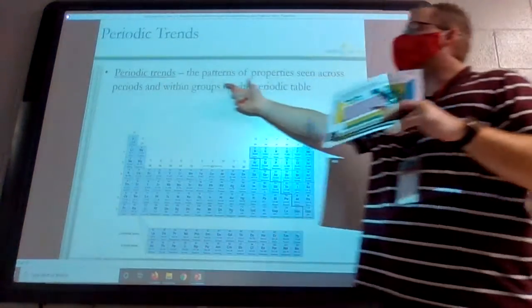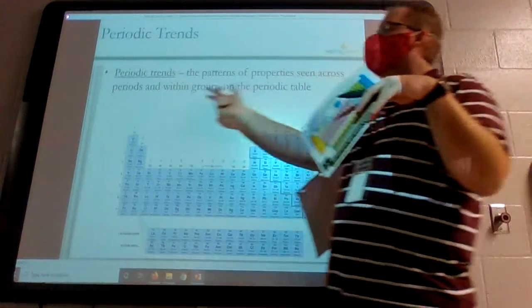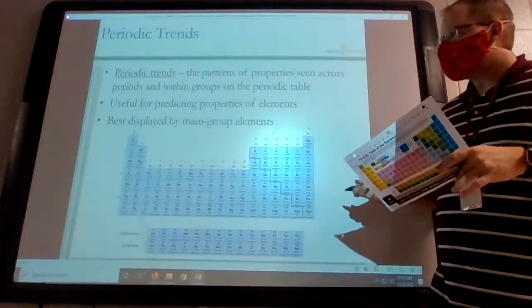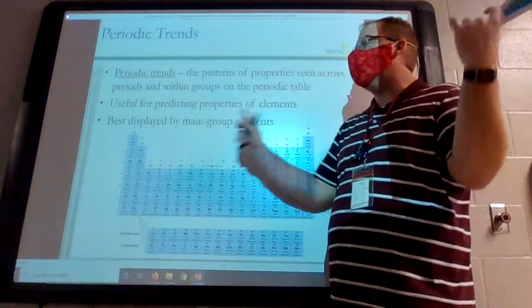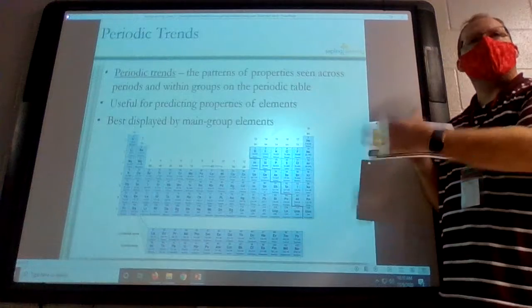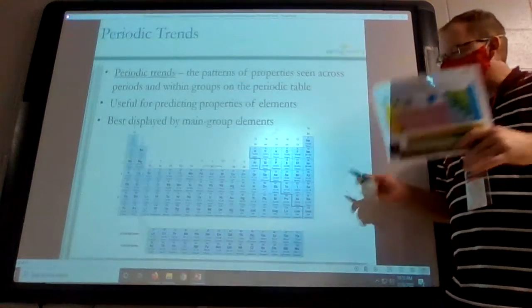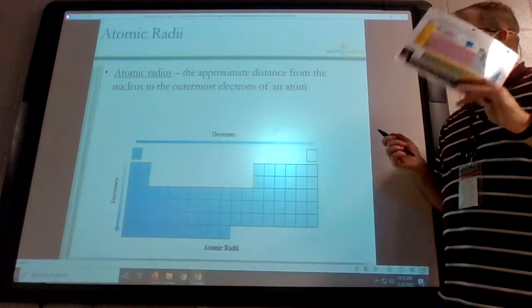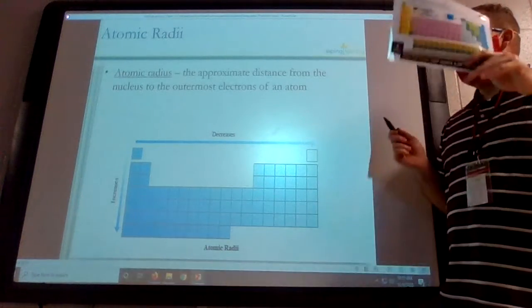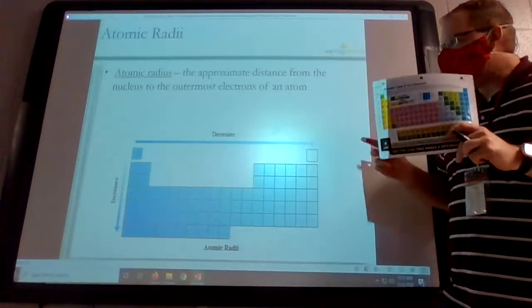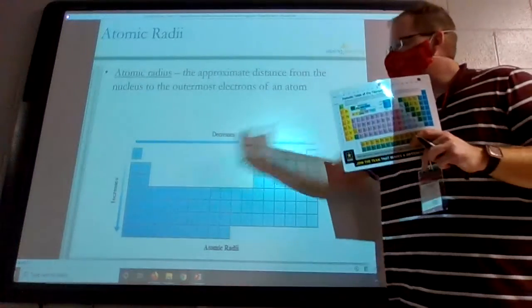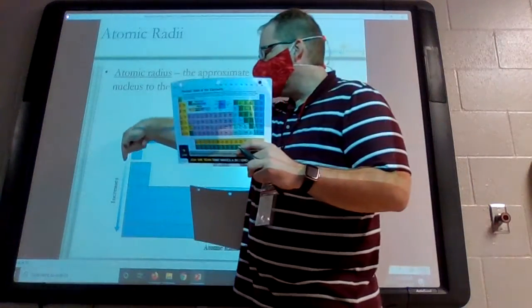So periodic trends are the patterns of properties seen across periods and within groups on the periodic table. They show you the periodic table. It's useful for predicting properties of elements and best displayed in main group elements, meaning your S block, your P block, and your D block a little bit. Now, atomic radius. This is the size of your atom, how big your atom is versus how small your atom is. And this says decreases, and you can see it's real light over here, this direction, and increases this direction.